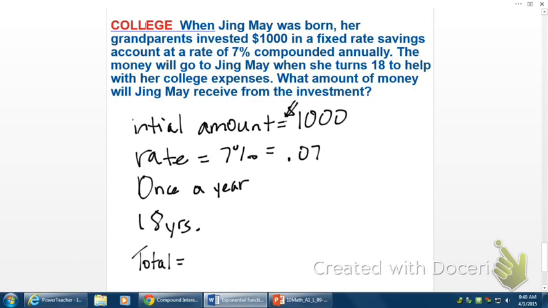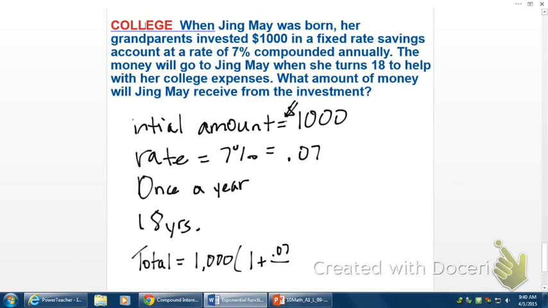Okay? So let's just write down total. Now, our initial amount's $1,000. Okay, we got that part. Remember, the formula is 1 plus. Okay, so we're going to write that down. Now, remember, it's rate over the number of times a year. So what's our rate? Remember, we're not adding 1 for growth or decay. What's our rate in terms of a decimal? Well, it's 0.07. Okay?